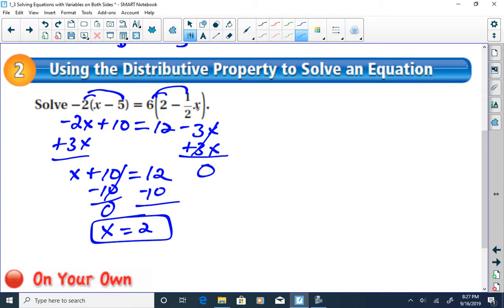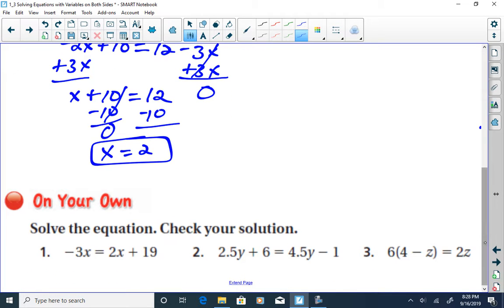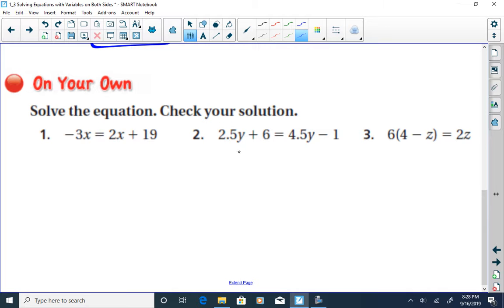1/2 times 2 is 1, 2 minus 1 is 1, 6 times the 1 is going to be 6. So I get 6 on the left side of the equation, I get 6 on the right side of the equation, so I know that value for x is the solution because it makes the equation true. Okay, let's try these examples here.